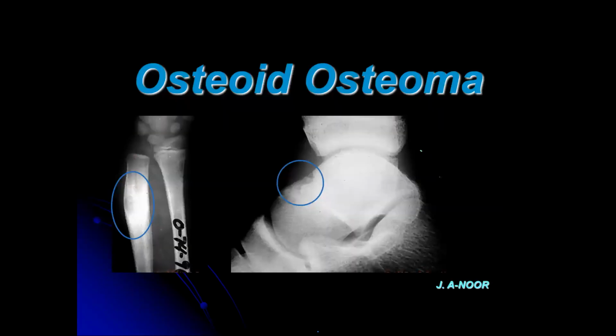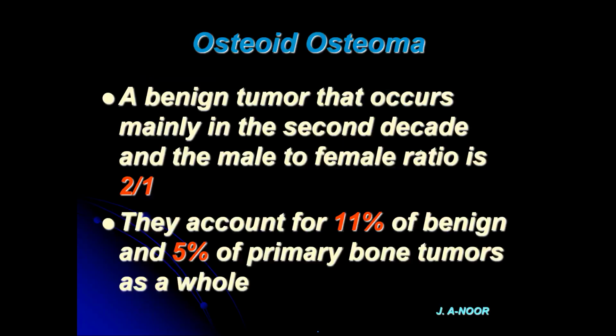Coming to osteoblastoma, this is a very common lesion. I'm sure you all know about it. It's a benign tumor that you all know. It occurs mainly in the second decade, and the male to female ratio is 2:1. They account for 11% of benign and 5% of primary bone tumors as a whole. So it's quite a common lesion.